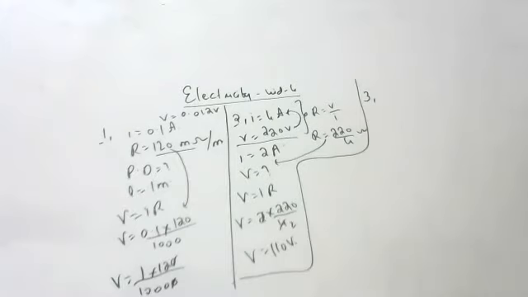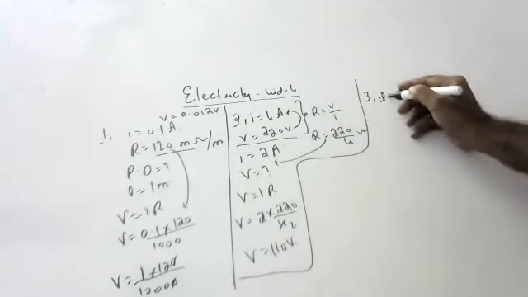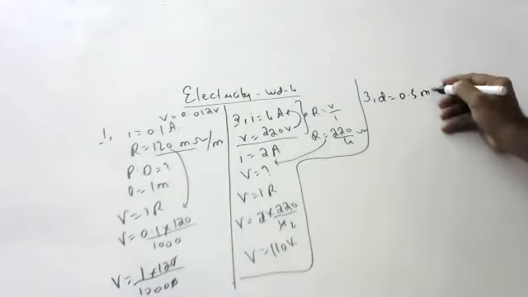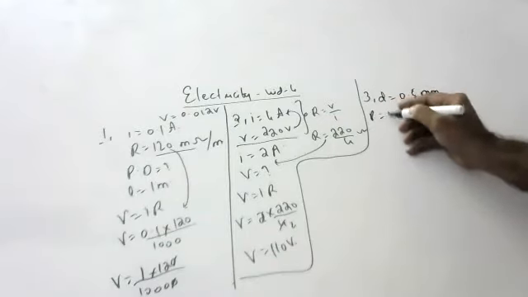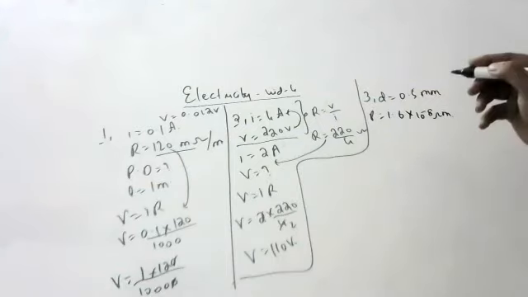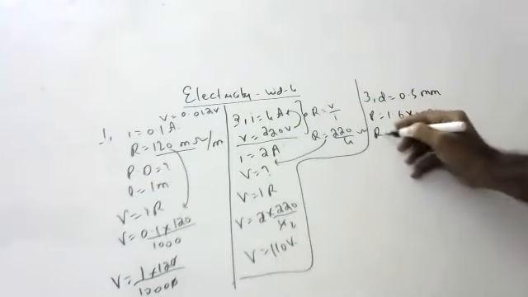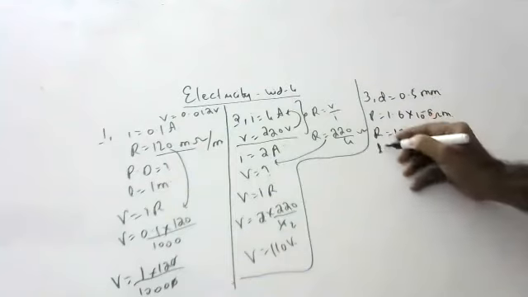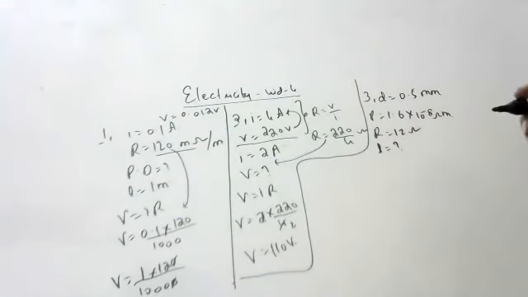Next one, children. What is the next question? Is there, like this, the third question? Please check, all of you. A copper wire has a diameter of 0.5 mm, and resistivity is 1.6 into 10 to the power of minus 8 ohm meter. What will be the length of the wire if the resistance is 12 ohms?